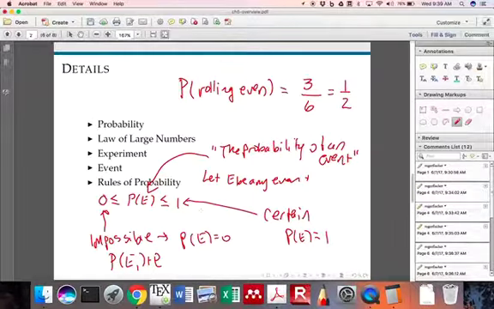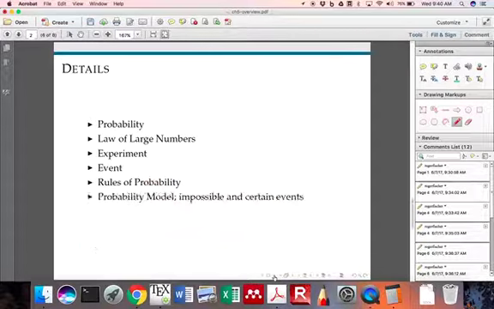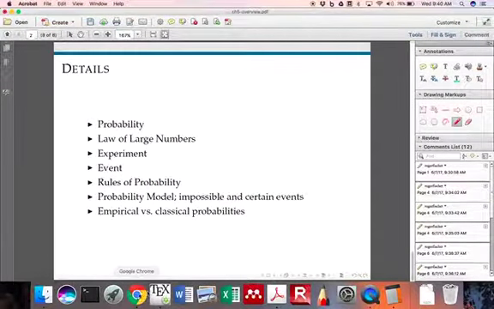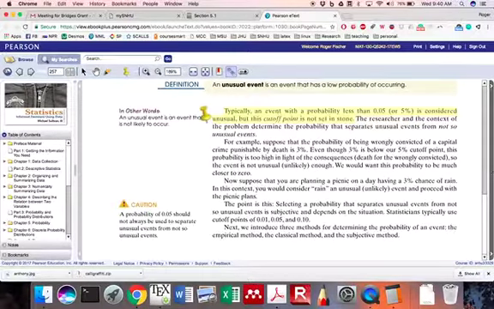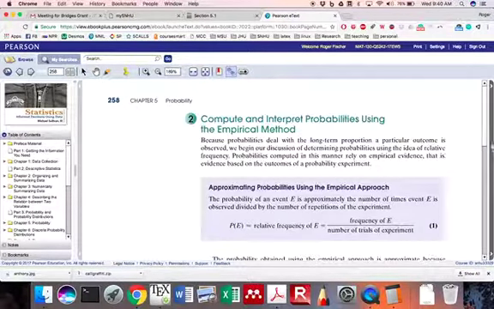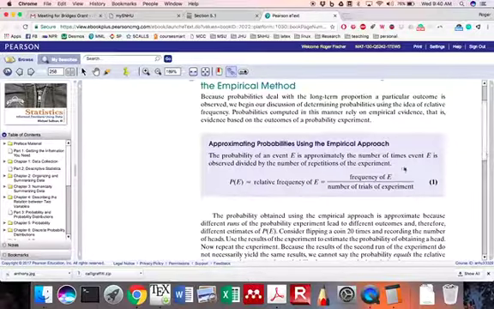All right, what else do we have to talk about here? Go to the next page. Probability model, impossible and certain events. Oh, empirical versus classical probabilities. Let's talk about this. This is an empirical method of probability. So the probability of an event is the relative frequency, and this squiggly equals means approximately equal to. So this is the classical probability, which we'll come back to in a moment.